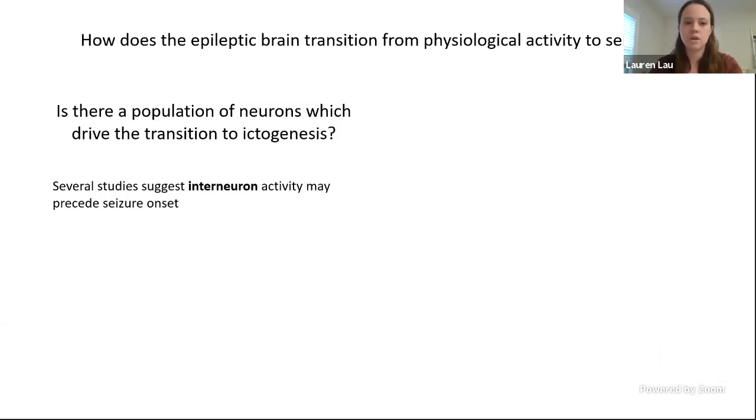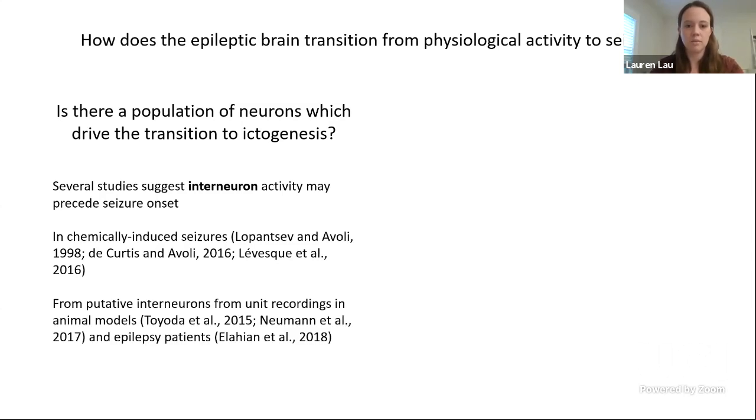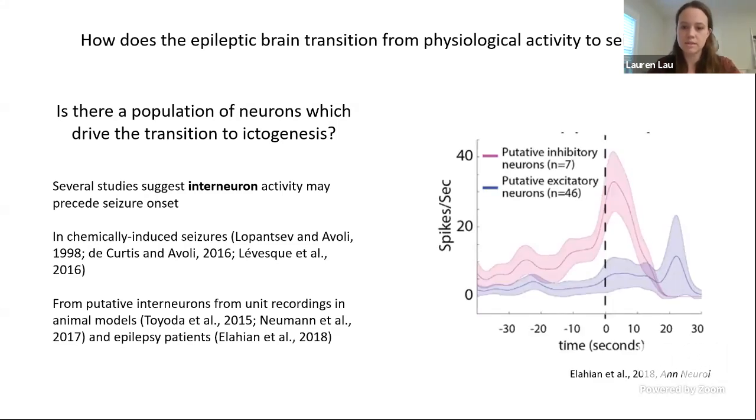Several studies have shown that interneuron activity precedes seizure onset. This has been shown in chemically induced seizures in in vitro models and in some in vivo studies, both in animal models and in epilepsy patients. For example, this was a study in epilepsy patients, using unit recordings with spike sorting to look at the activity of putative interneurons versus excitatory cells. The zero time point here is seizure onset, and this pink line is the interneurons. Their firing increases prior to onset and peaks right at the beginning of the seizure onset, whereas the excitatory cells activate a little bit later.